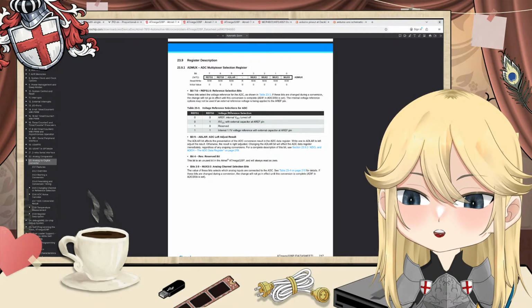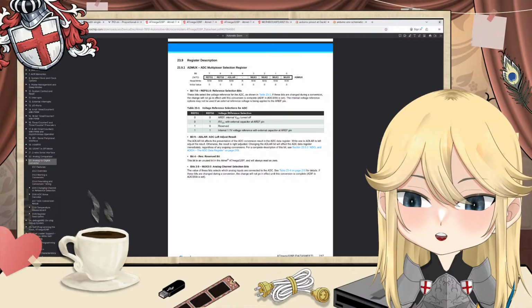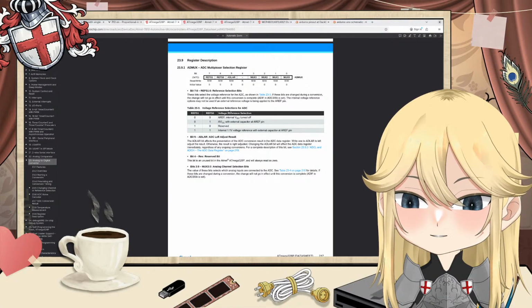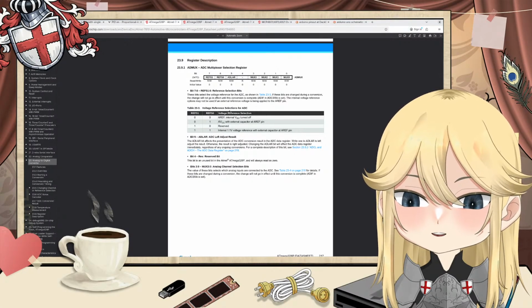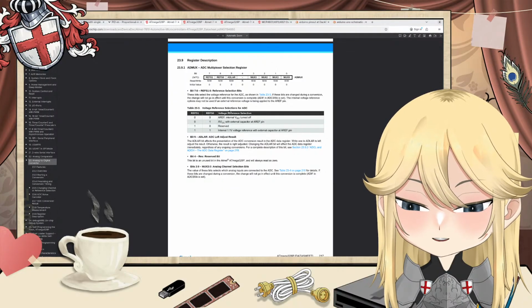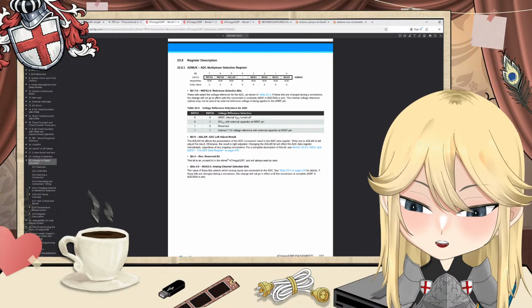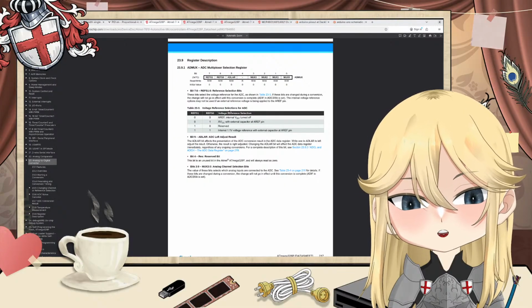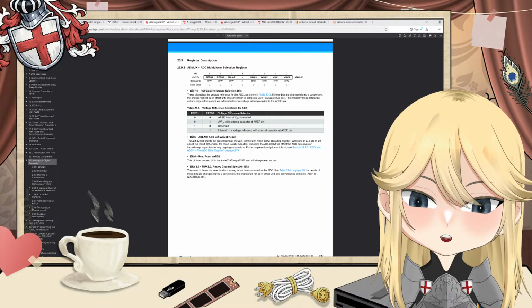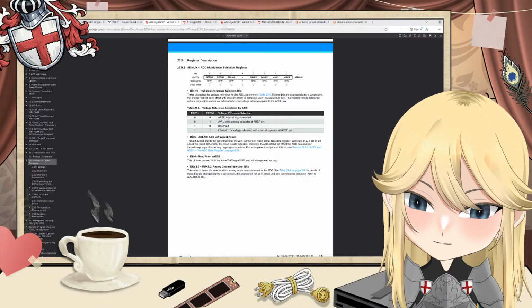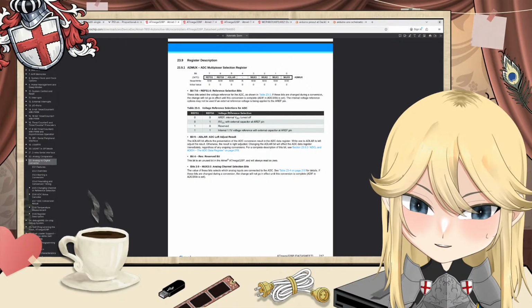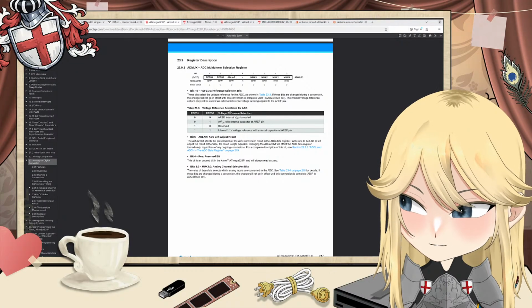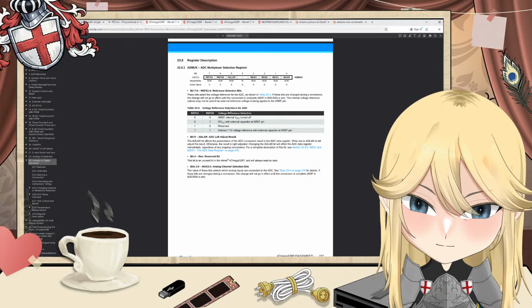ADC left adjust result. The ADLAR bit affects the presentation of the ADC conversion result in the ADC data register. Write 1 to the ADLAR to left adjust the result. Otherwise the result is right adjusted. What the fuck does that mean?